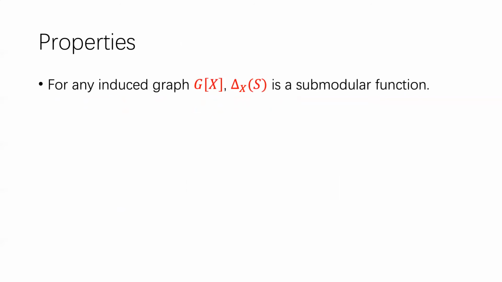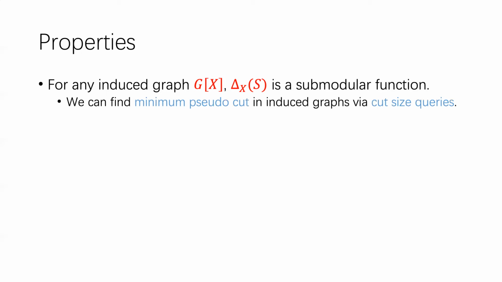So let's look at these properties. First, for any induced graph, the pseudo cut size is a submodular function, just like the real cut size. So this will allow us to use the submodular function minimization algorithm to find the minimum pseudo cut in an induced graph easily.